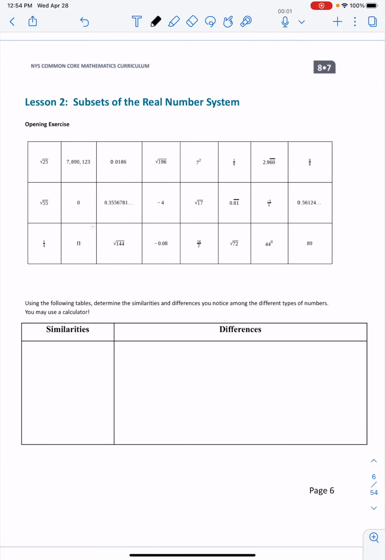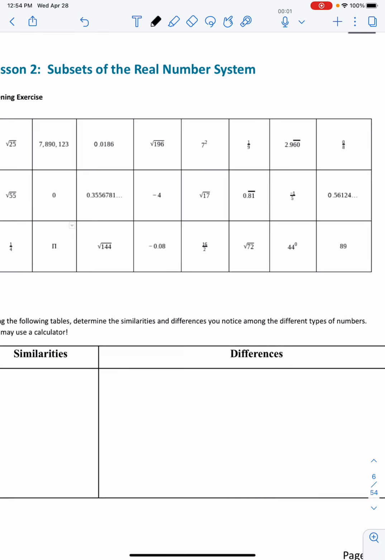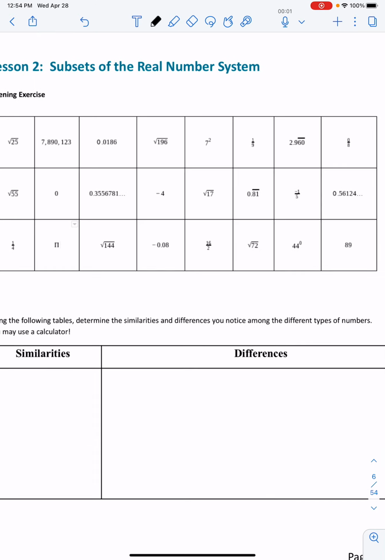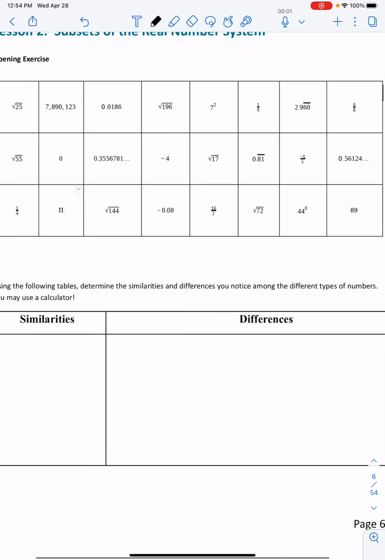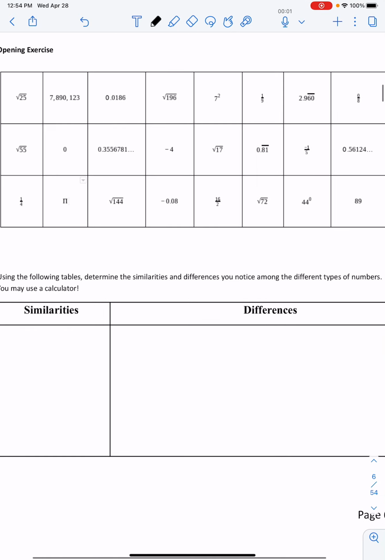Lesson number 2 is the subsets of the real number system. If you notice, we have our sets of numbers here, and I know they're small, but if you see what we have here, we have different types of numbers. The square root of 25 is 5. Here, the next thing that we have is the square root of 196, which is 14.